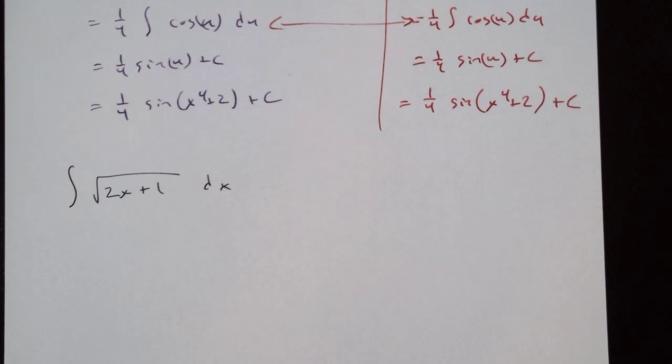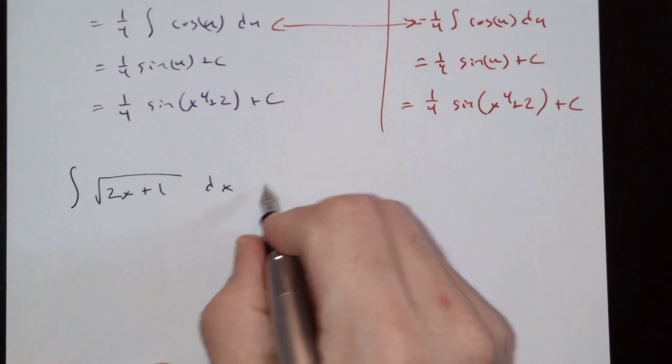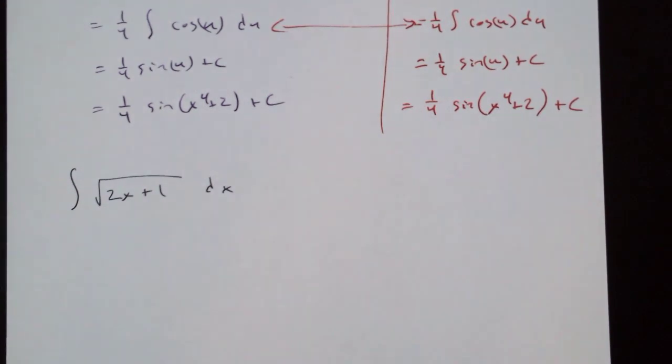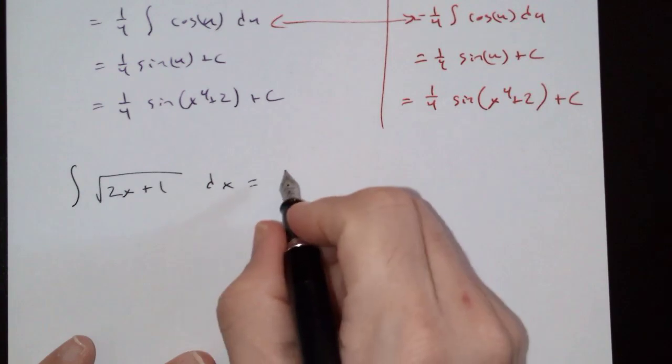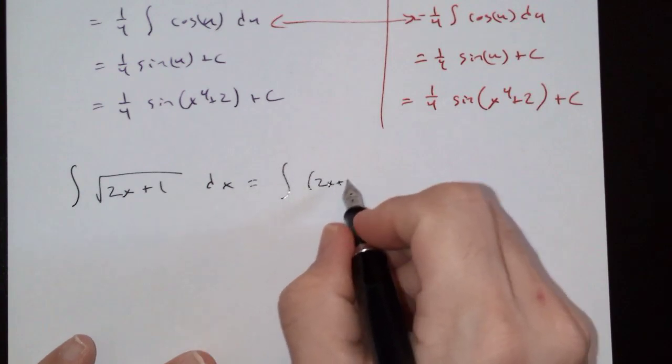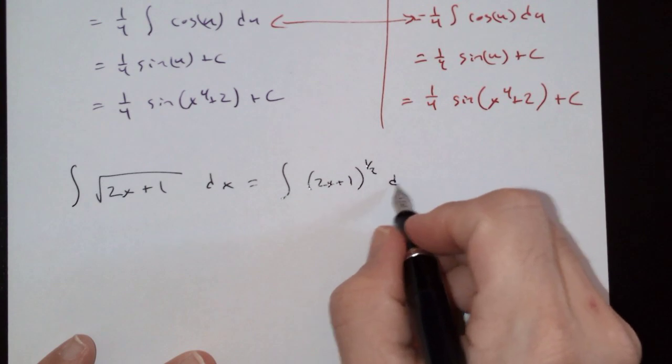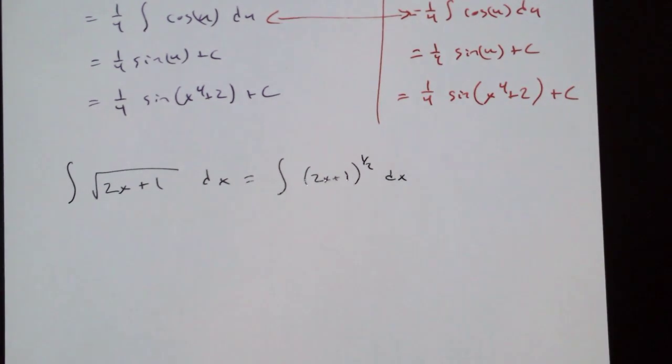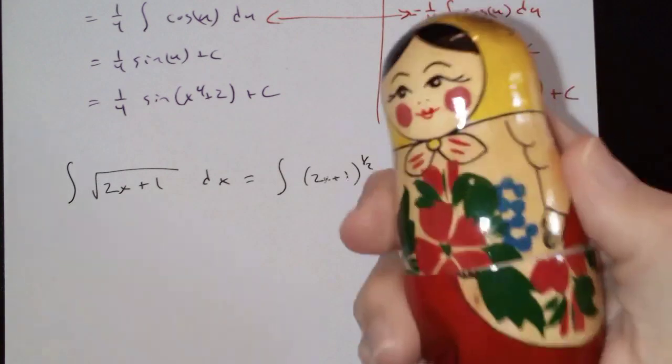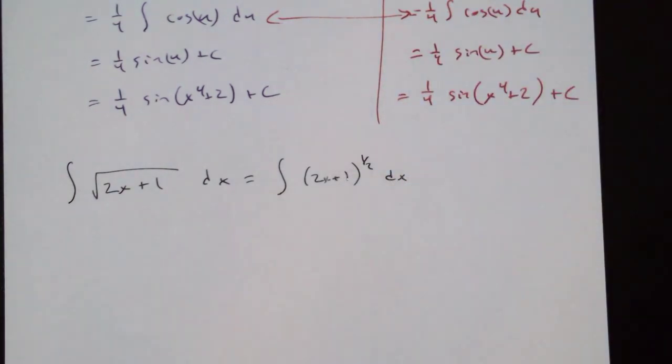Do I have a clear inside part? The root of stuff. Not root of x, root of stuff. As a matter of fact, you could even rewrite this to make that clearer by rewriting it as 2x plus 1 all to the 1/2 power. Stuff to a power. There's my inside part. And so I hear in the back of my head a little rattle from this doll reminding me, oh, there's something on the inside. Okay, well, let's make that our u.